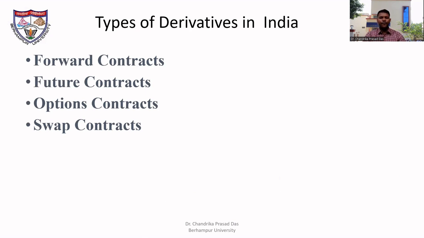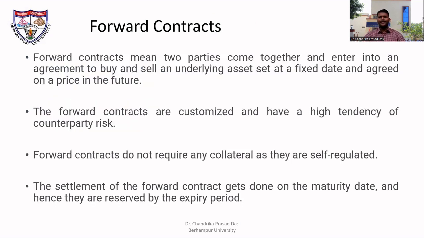There are 4 types of derivatives contracts available in India. These are forward contracts, option contracts, and swap contracts. Let us understand the concept behind forward contracts. A forward contract is an agreement between two parties which will be carried out at a predetermined price at a fixed date in the future.